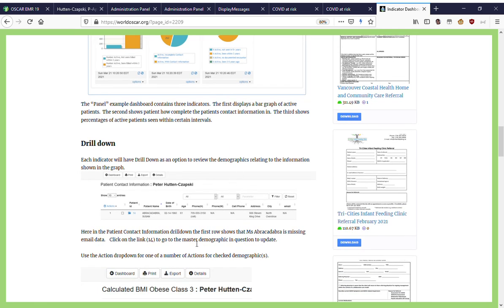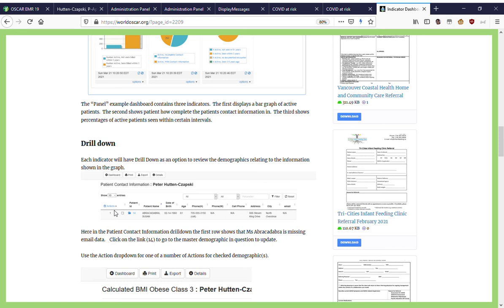This is a picture of a sanitized drill down where only one patient showed up, abracadabra, and so you can see that you have a number of actions that you can do on this patient. If you click off this checkbox, you can render them inactive. You could assign the disease registry as mentioned, and you can also assign a tickler, which is also a very useful feature of the indicator dashboard.